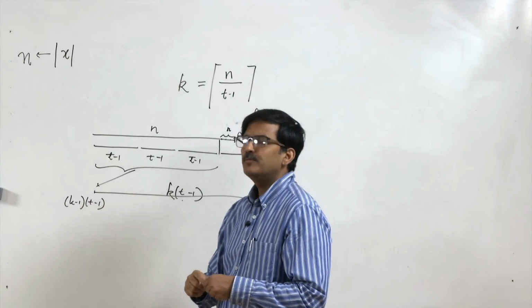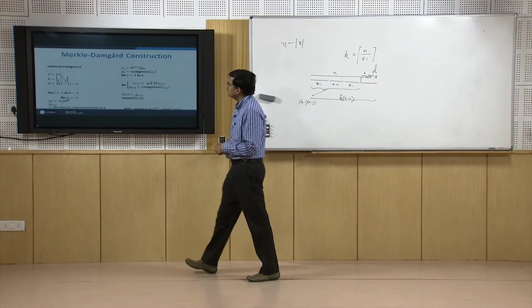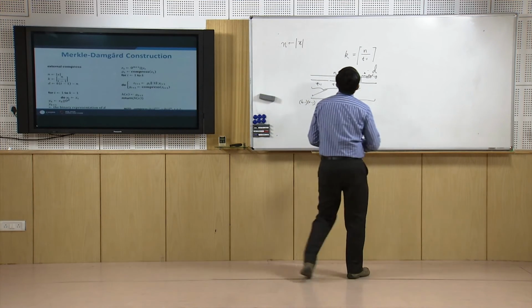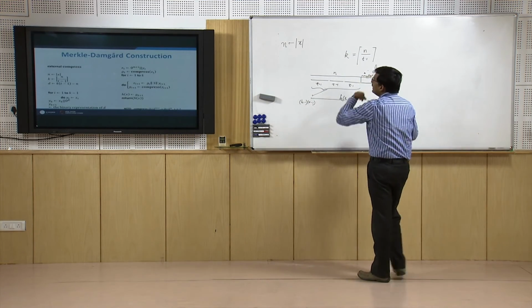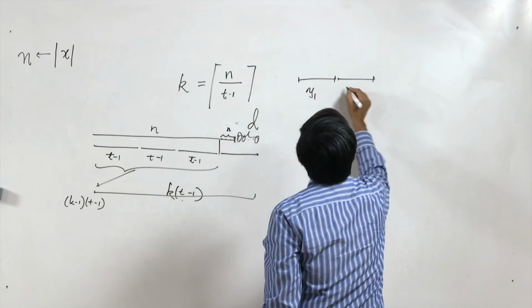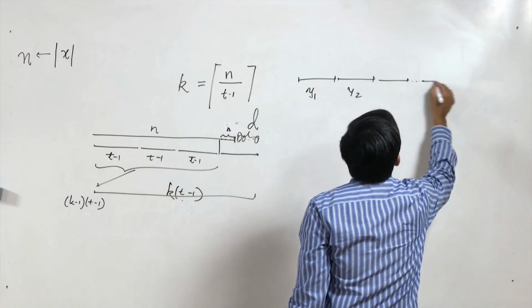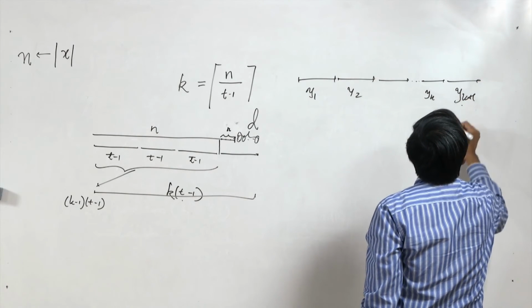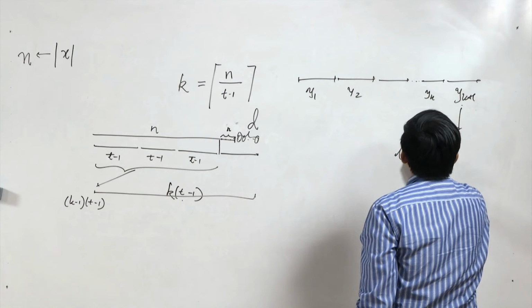So, that is the padding algorithm for the Merkle-Damgard construction, and after that at y we will have another extra segment, y_{k+1}, that will be the binary representation of d. I will put the binary representation of d at the end. So, for x I will have segments of y, y1, y2 up to yk, and then at the end another segment which is the binary representation of d.